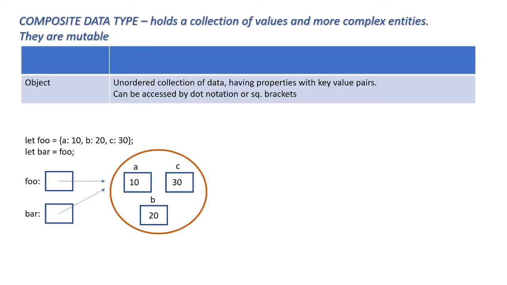So that's all about it, guys. We have learned that in JavaScript we have 8 data types, 7 are primitive and 1 is composite. The primitives are immutable, composite is mutable.